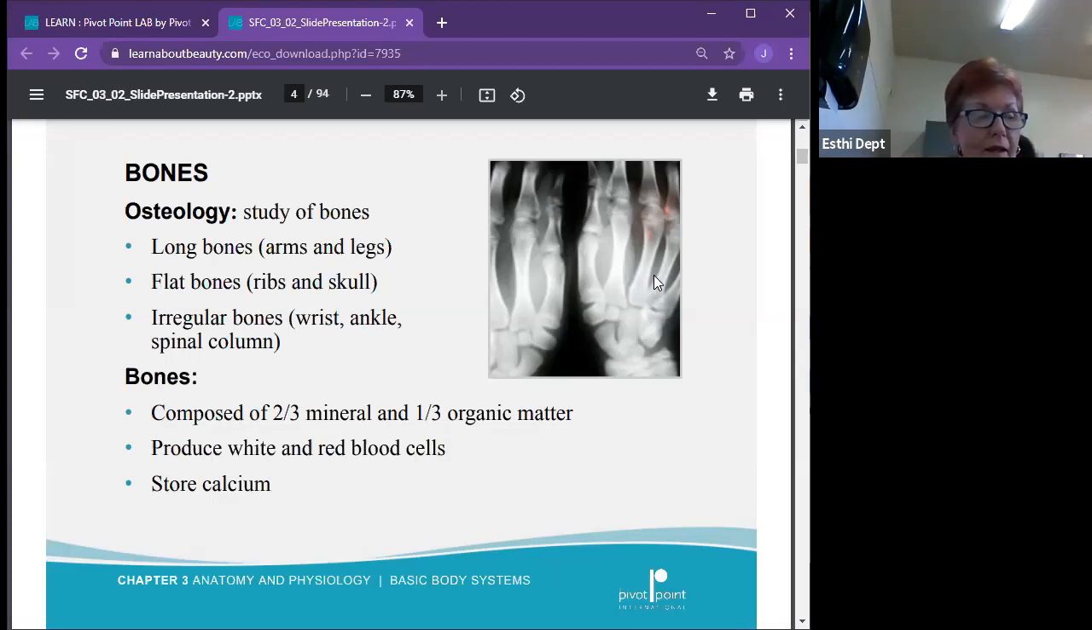Sorry, guys. Okay, so this should be able to fill in your study guide where it says your arms and legs, right? Your skull.